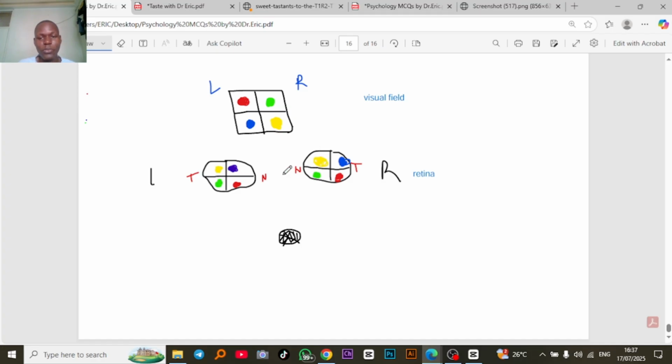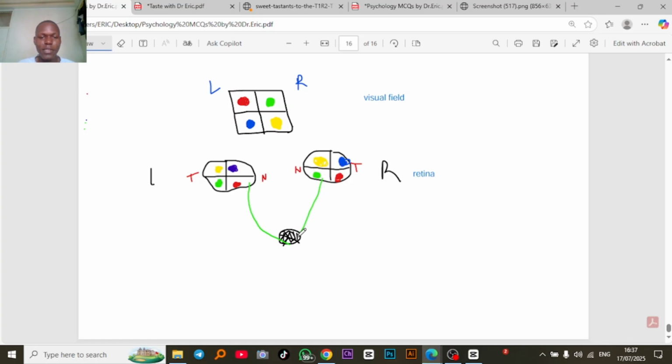So how is information going to be carried from the retina? As we said earlier on, we have the optic nerve. So the optic nerve will have two divisions in each optic nerve. We'll have a division which will carry information from the temporal side, that's the lateral side, and then from the nasal side. So whatever carries information from the nasal side will first go through the optic chiasm like that.